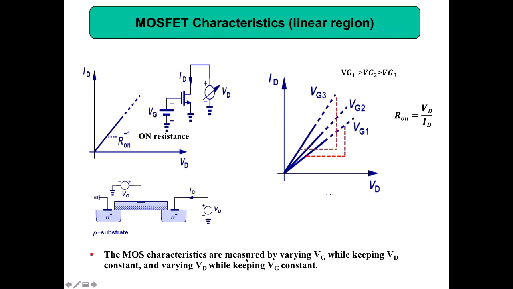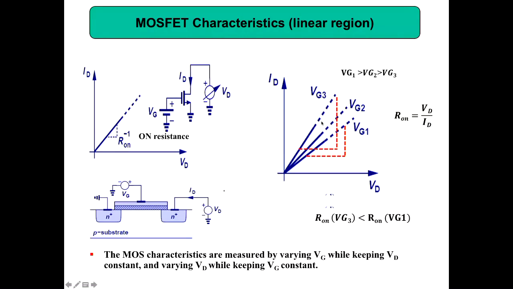The MOS characteristics are measured by varying VG while keeping VD constant. So what we have done is we kept the VD constant, we connected a fixed voltage, and then we varied the VG. When you varied the VG, you found a different slope in the triode region, means you got different resistances. Then you can also keep VG constant and vary VD. Same with your BJT: how do you plot the characteristics? You keep your base voltage constant, then you can vary your VCE, or you can keep VCE constant and vary your base voltage. Same way for the MOS, the characteristics are measured by varying VG while keeping VD constant, or you can vary VD and keep VG constant. Then you can plot the characteristics.